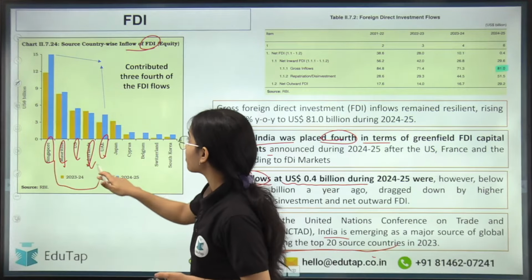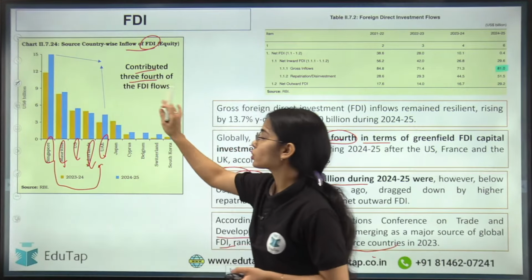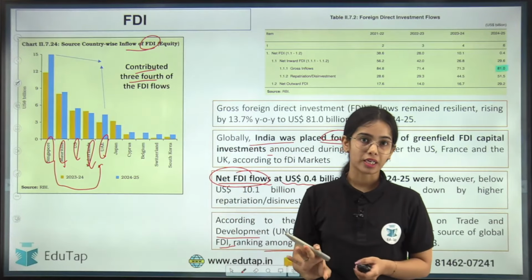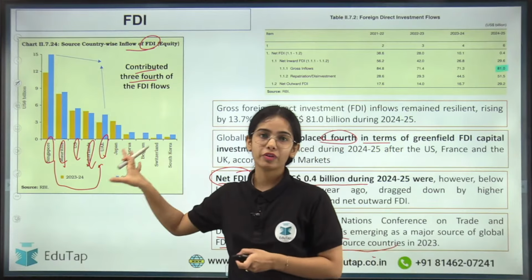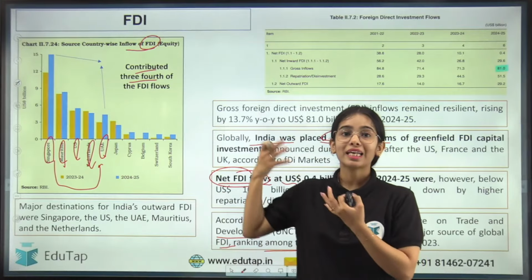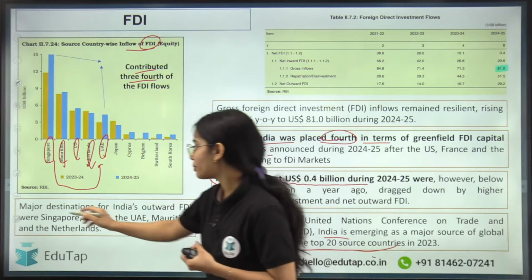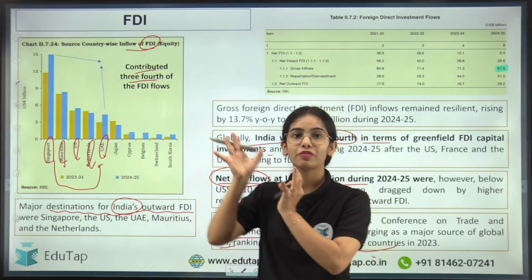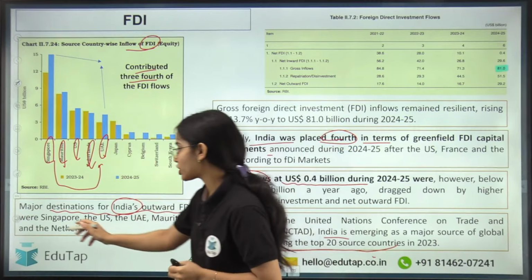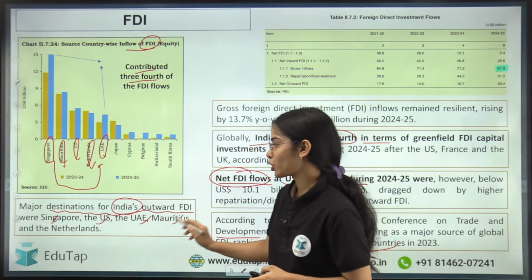These 5 countries combined have contributed 3/4 of the FDI flows to our country. So we have received the highest foreign direct investment from these 5 countries. While the FDI that we have done, the major destinations for India's outward FDI, so the FDI that we have done in other countries was majorly in Singapore, US, UAE, Mauritius and Netherlands.